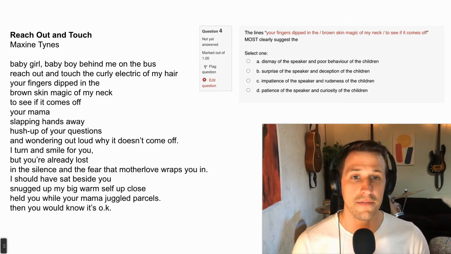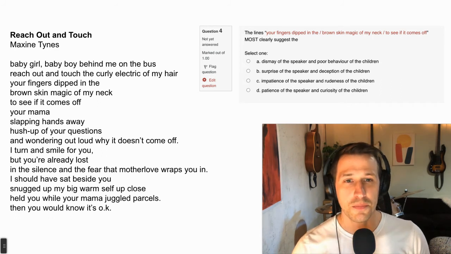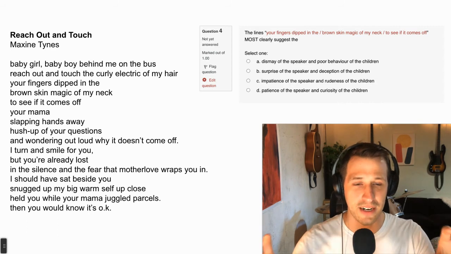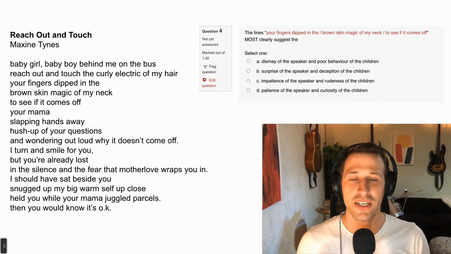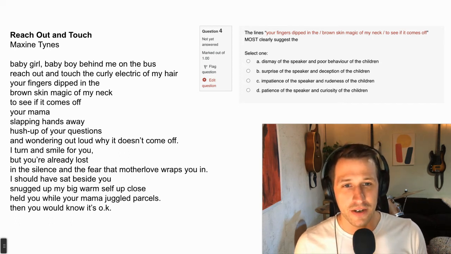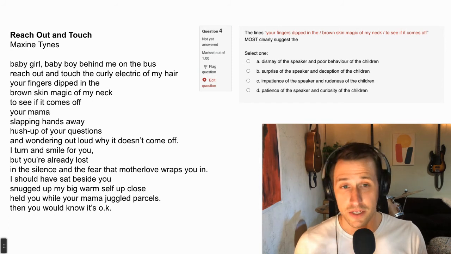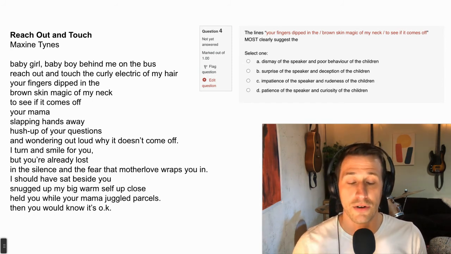Question 4 asks about these few lines, your fingers dipped in the brown skin magic of my neck to see if it comes off. What does that suggest maybe about the speaker and the children? And this is one of those questions where there's kind of a few adjectives and a few words changed here. So is the speaker dismayed, surprised, impatient, or patient? So as we go, let's just focus on the speaker here. Let's start with the speaker. Is the speaker dismayed, surprised, impatient, or patient?